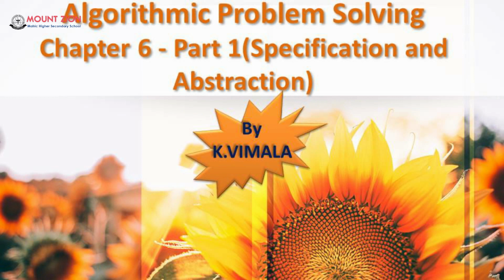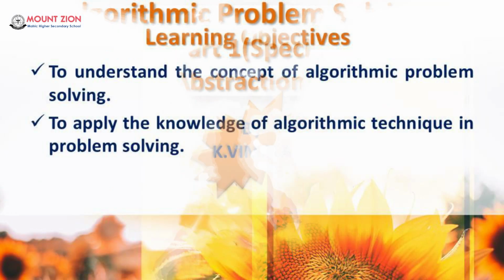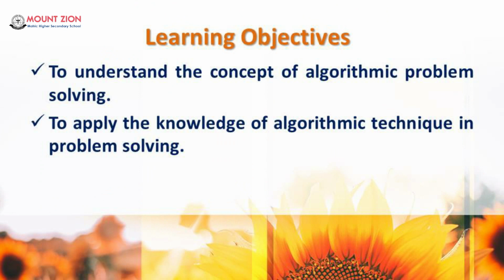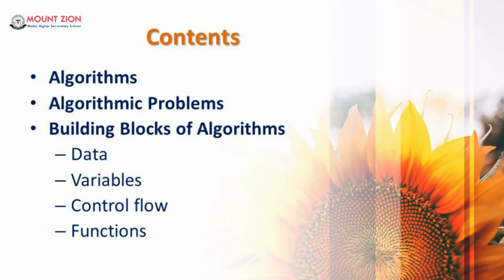In this session, we are going to discuss algorithmic problem solving part 1, which resides in chapter 6. The learning objectives: at the end of the session, you will come to know the basic concept of algorithmic problem solving and apply the knowledge of algorithmic techniques in problem solving. These are the contents that we are going to discuss today: algorithms, algorithmic problems, building blocks of algorithms. We start our session with the definition of an algorithm.